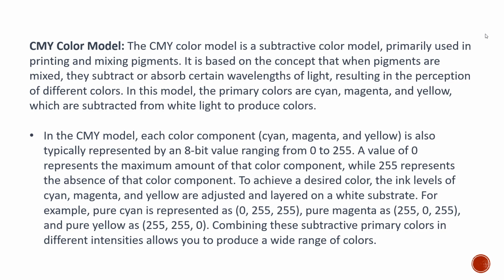In the CMY model, each color component, cyan, magenta, and yellow, is also typically represented by an 8-bit value ranging from 0 to 255. A value of 0 represents the maximum amount of that color component, while 255 represents the absence of that color component. To achieve a desired color, the ink levels of cyan, magenta, and yellow are adjusted and layered on a white substrate. For example, pure cyan is represented as 0, 255, 255, pure magenta as 255, 0, 255, and pure yellow as 255, 255, 0. Combining these subtractive primary colors in different intensities allows you to produce a wide range of colors.